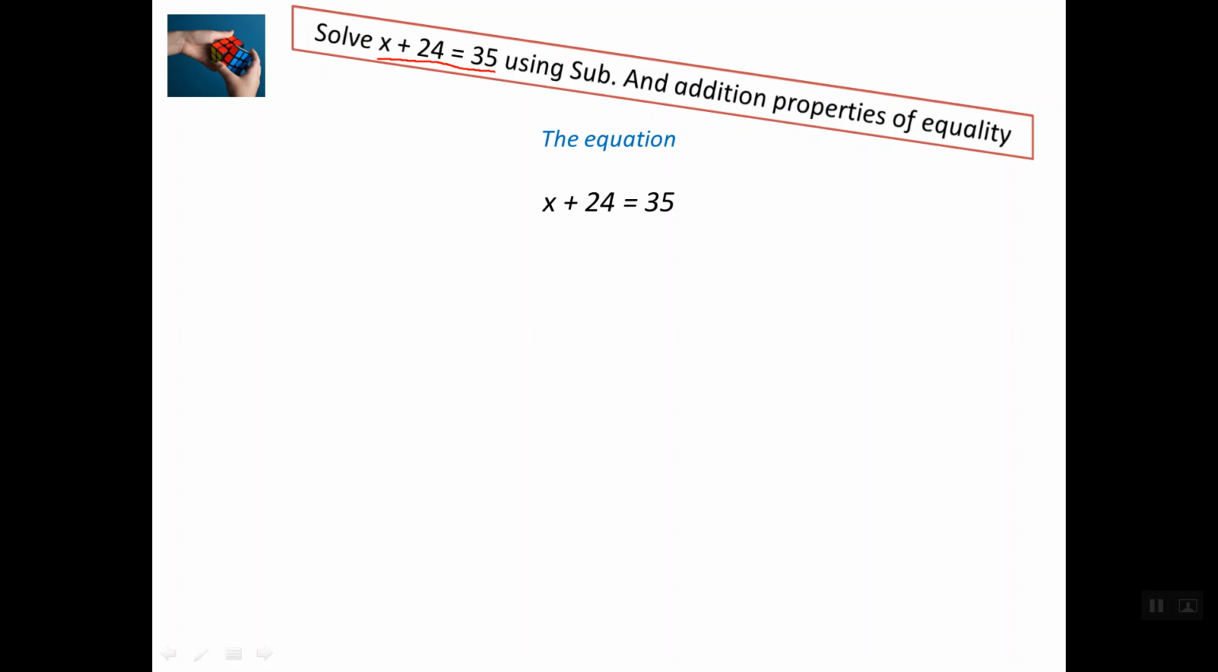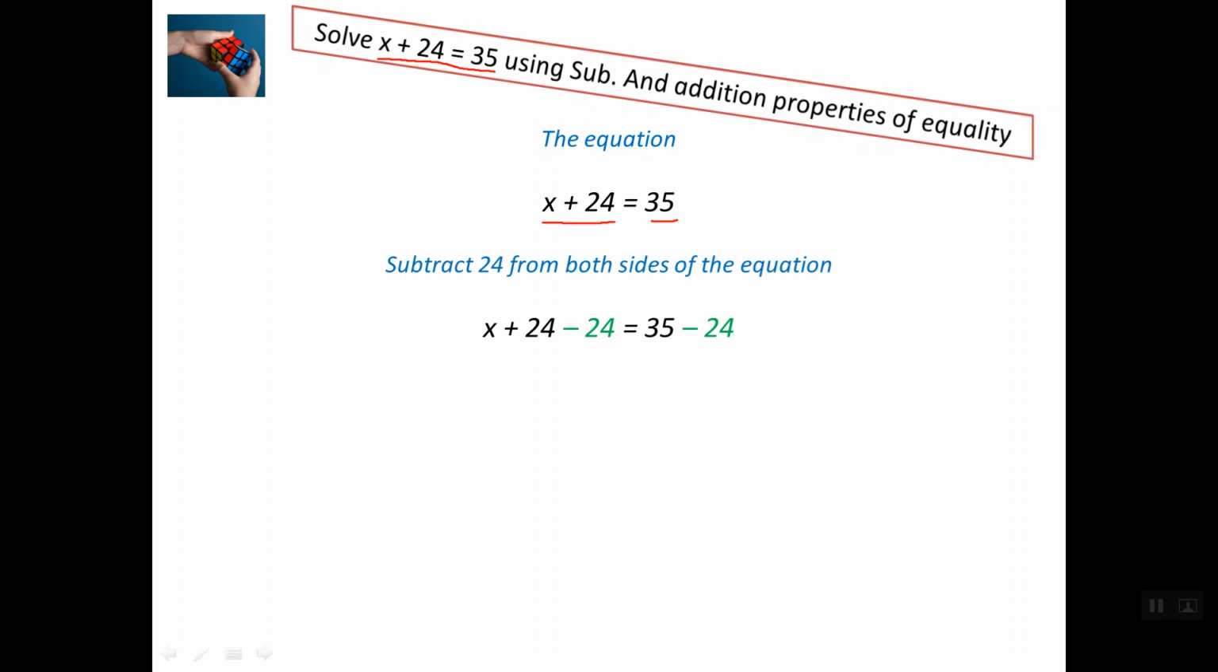So first of all, let's understand the equation. On the left side of the equation, we have the variable x plus 24, and on the right side we have 35. As you see, we have a constant on the left side, which is plus 24. So we can add minus 24 in order to cancel this constant. But according to the properties, we should do this to both sides. So now we can subtract 24 from both sides of the equation.